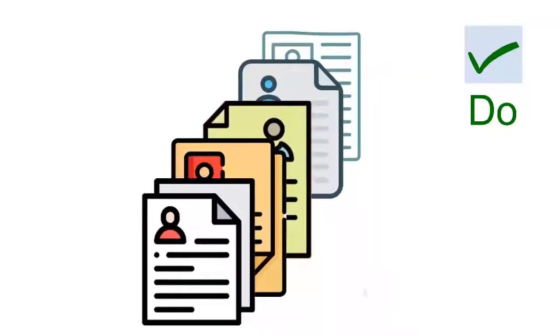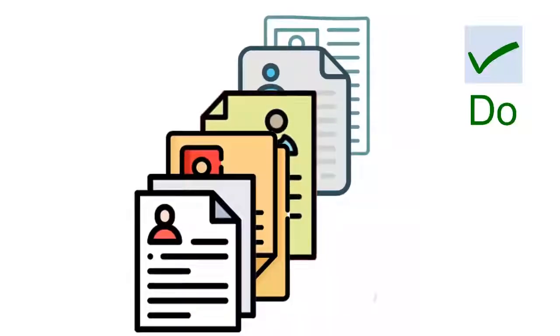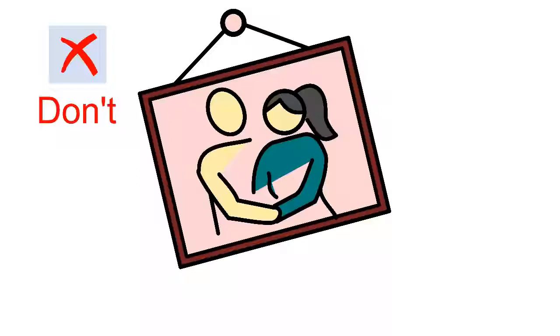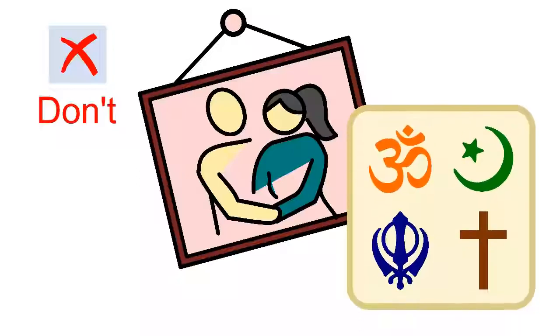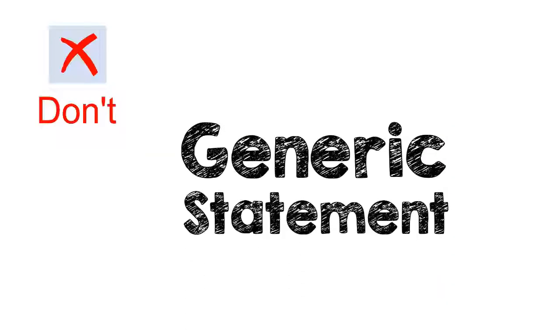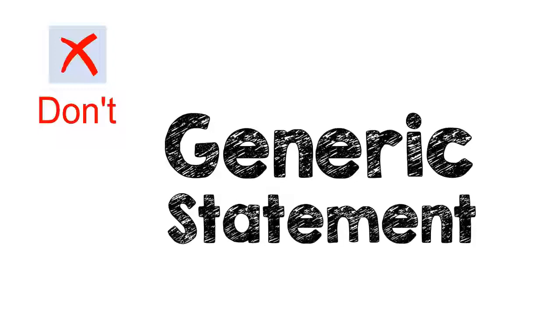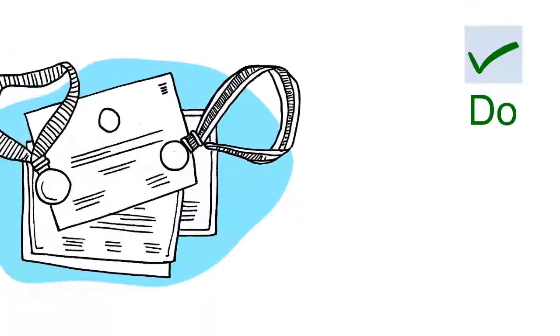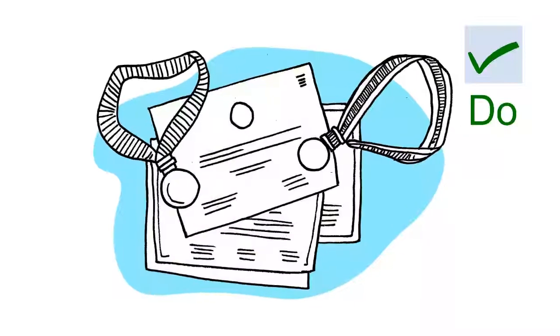For each job interview, customize your resume. Do not mention irrelevant information like marital status, religious affiliations, etc. unless it's asked in the job description. Do not use generic statements like, I'm highly professional, dedicated, and an ambitious person. Always mention things that you can validate with a proof.